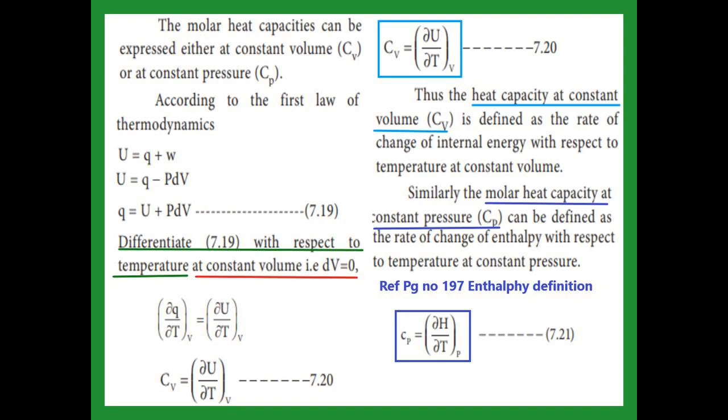The next one is the molar heat capacity at constant pressure. You already studied enthalpy and the relationship between enthalpy and internal energy. There we studied that the heat absorbed at constant pressure is called enthalpy, so CP is dou H by dou T. The definition of CP is the rate of change of enthalpy with respect to temperature at constant pressure. So CP equal to dou H by dou T at constant pressure.